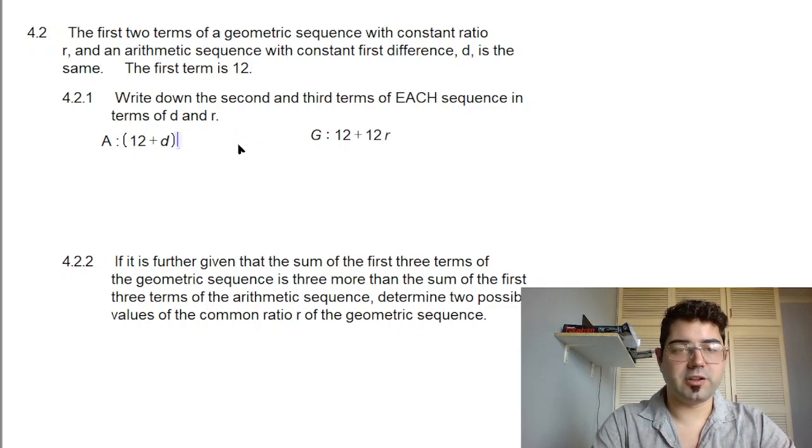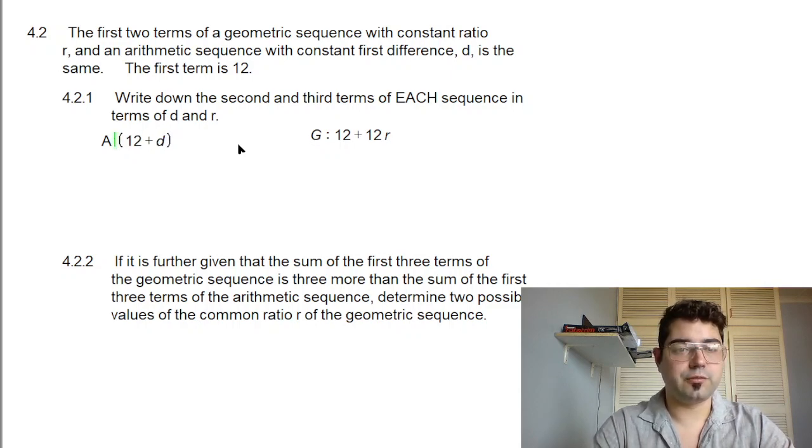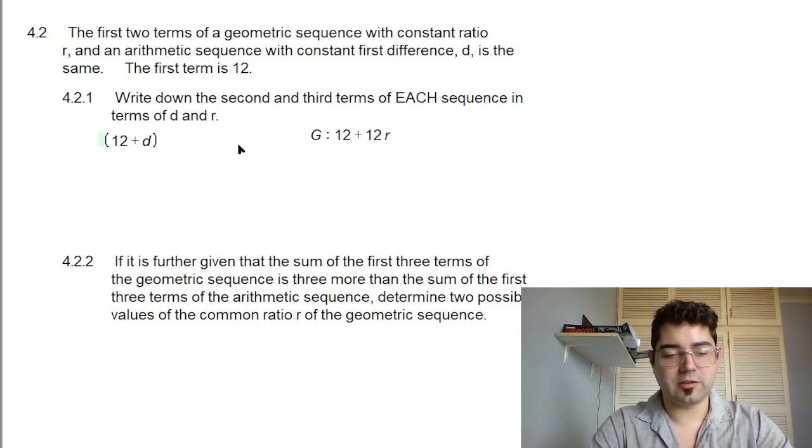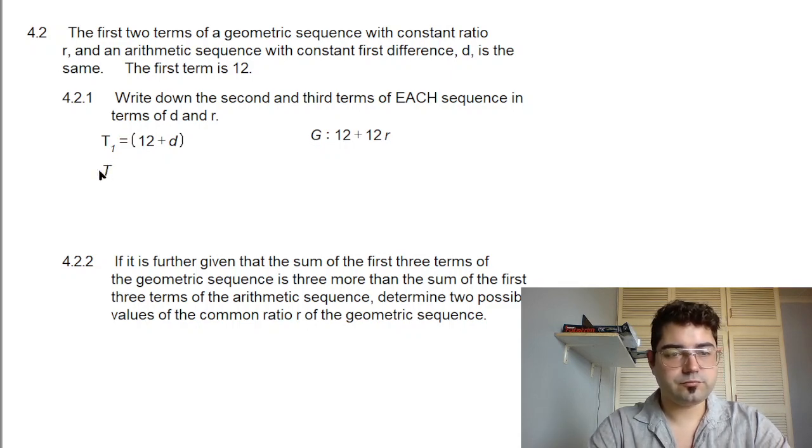We do want to put in the second term, which is 12 plus d, and then the third term is going to be 12 plus 2d, because there's two differences in the third term. So we add d again, basically. So this is term 1, and then term 2 is going to be 12 plus 2d.